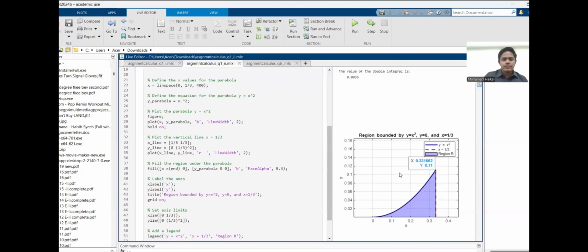And also we can find the bounded region in MATLAB. So the area is the same as our sketching in the manual calculation. This means our manual calculation and our simulation have the same answer, which is 0.0035, and also the shaded region.